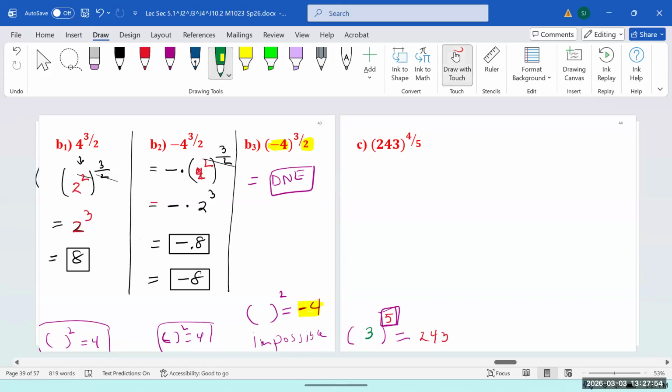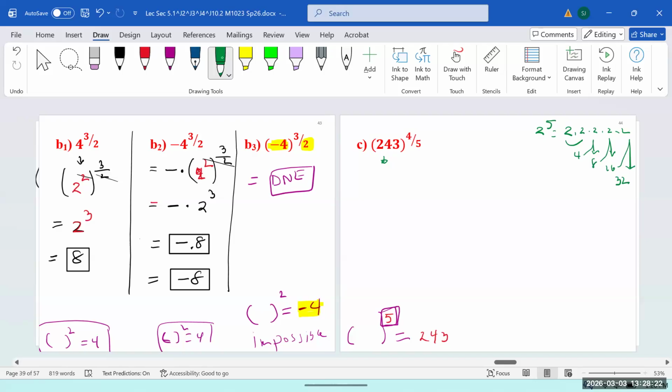3. Anytime you see a big number, always start with 2. So let's see what is 2 to the 5. Means 2 times 2 times 2 times 2 times 2. 2 times 2 is 4. 4 times 2 is 8. 8 times 2 is 16. And what is 16 times 2? 32. So 2 to the 5 is not 243.